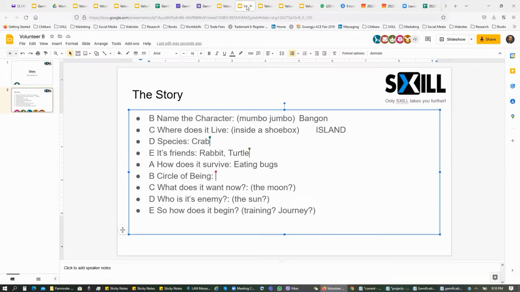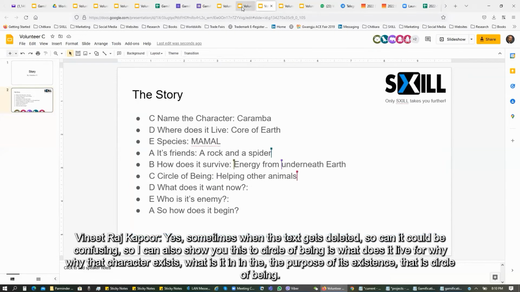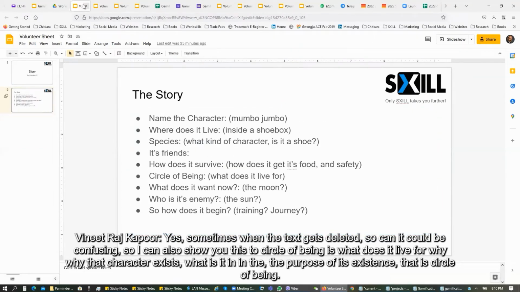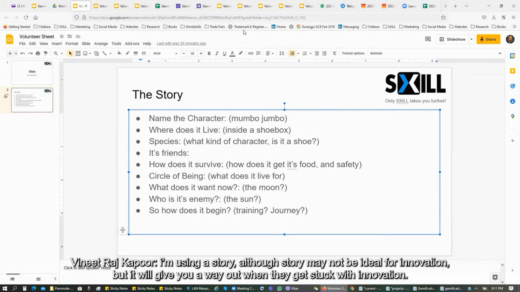Sheet B, yes. Sometimes when the text gets deleted, it could be confusing. So I can also show you this. Circle of being is: what does it live for? Why does that character exist? What is its aim, the purpose of its existence? That is circle of being. I'm using a story, although story may not be ideal for innovation, but it will give you a way out when we get stuck with innovation.